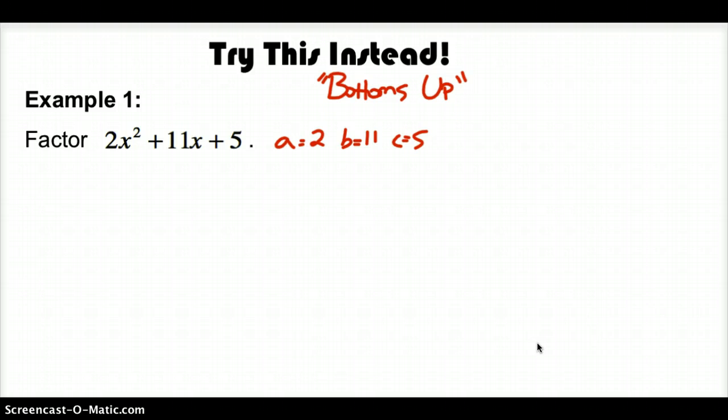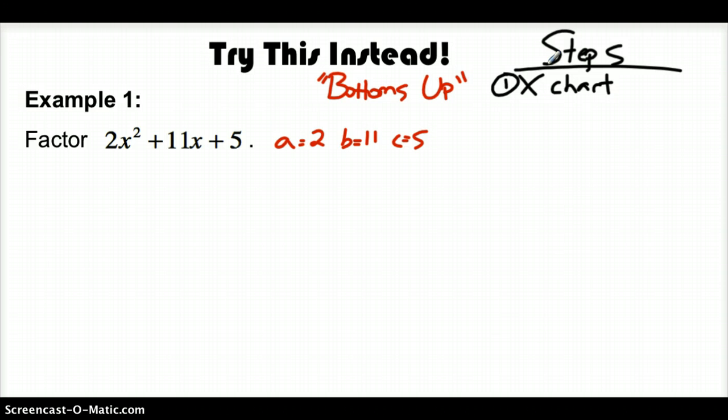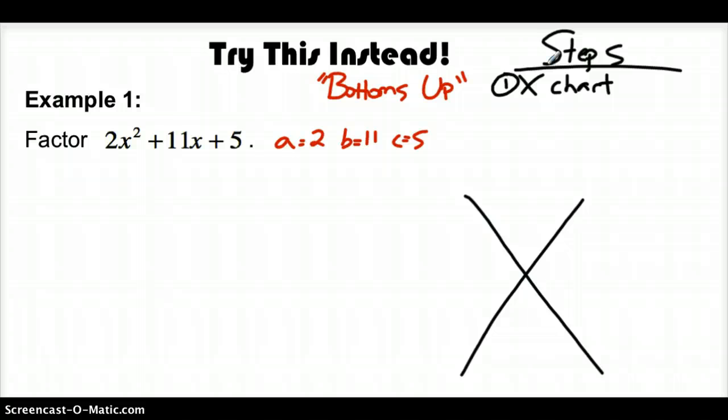And so let's take a look at this bottoms-up method and how we can use it. Here's how it works. I'm going to write the steps up here. The first thing I'm going to write is x chart. We're still going to do the x chart here, and it goes the same way as before. We multiply to a times c, and those same two numbers have to add to b. So a times c, 2 times 5 in this case, is 10. We add to our b term, which is 11.